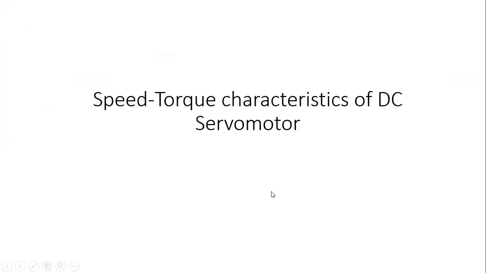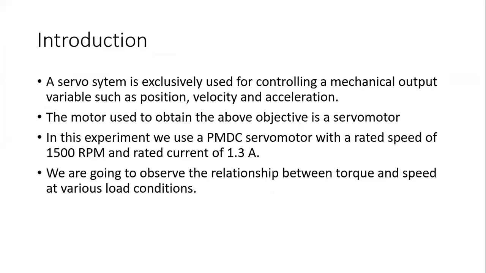So, the experiment that we are going to carry out is the speed torque characteristics of DC servo motor. Now basically we know what is a servo system. A servo system is used exclusively for controlling a mechanical output variable, whether it is in terms of position control, the velocity control, or the acceleration control. The motor that we are using in order to obtain this above objective, that is the control of position, velocity, or acceleration, is what we call as the servo motor.